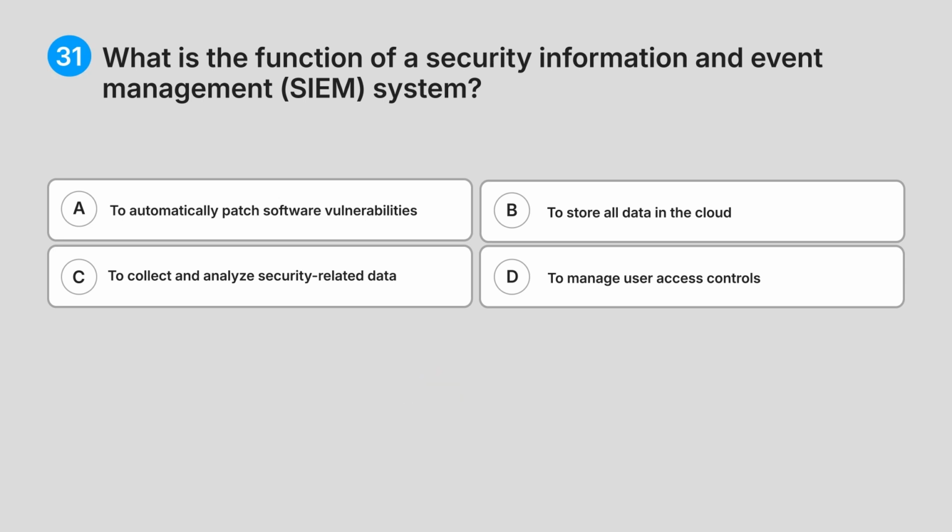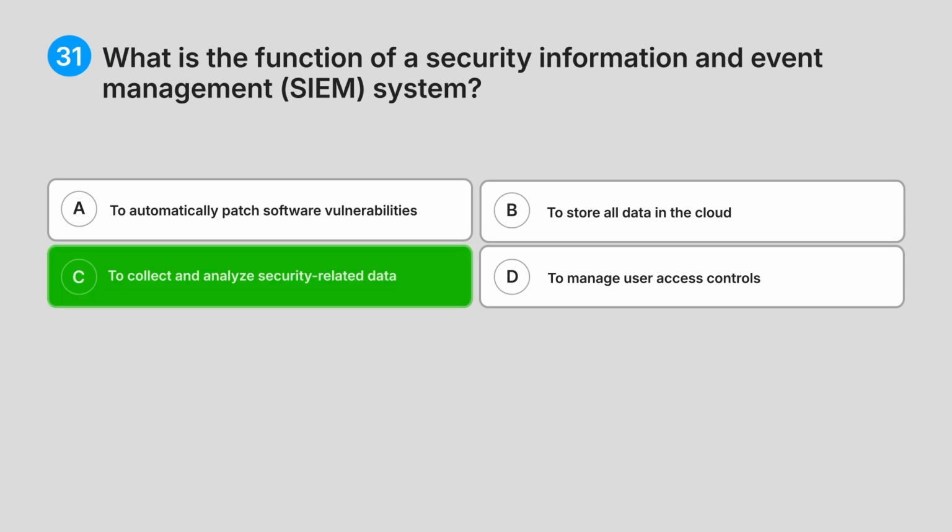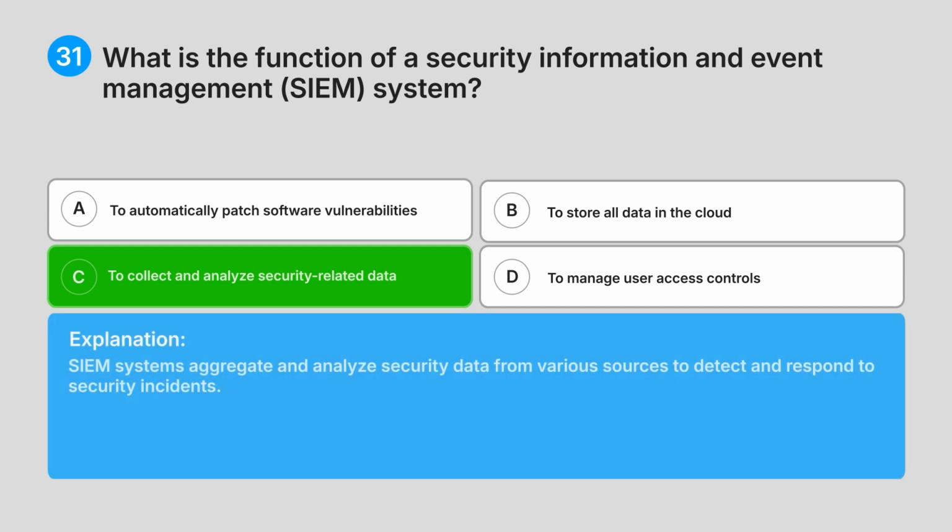Correct answer: C. To collect and analyze security-related data. Explanation: SIEM systems aggregate and analyze security data from various sources to detect and respond to security incidents.